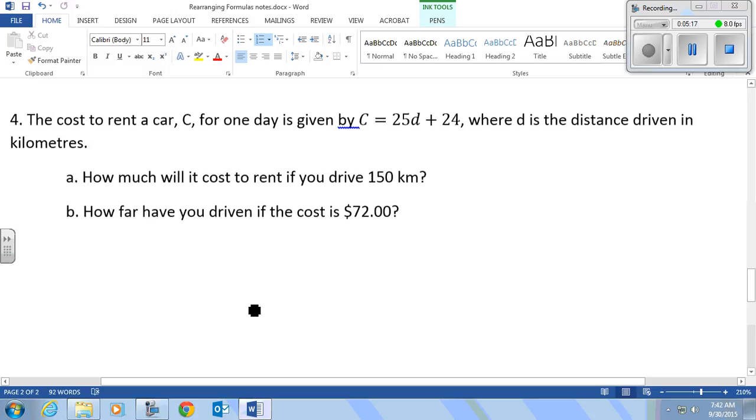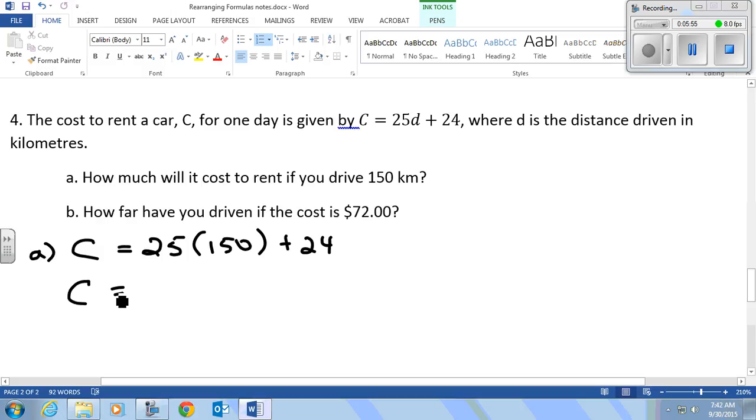Question 4 is the cost to rent a car, which is given by C, C equals 0.25D plus 24, where D is the distance driven in kilometers. So how much will it cost to rent if you drive 150 kilometers? And you've seen questions like this, particularly part A, already earlier, where you substitute and solve. So we can say that C equals 0.25 times 150, because distance represents the kilometers, plus 24.